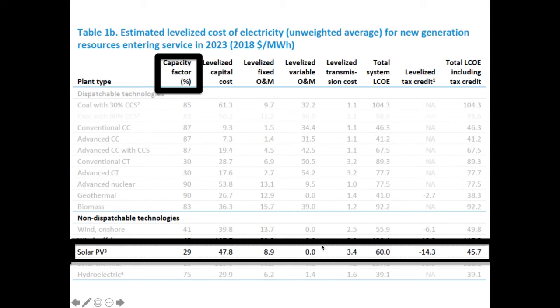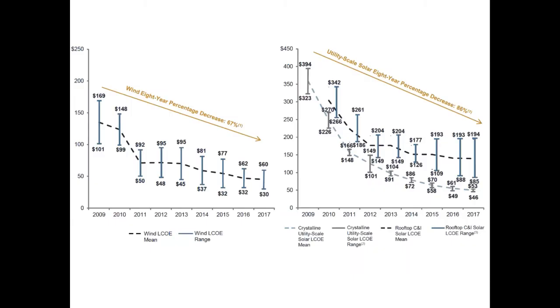Notice there's no fuel costs. So the total system levelized cost of electricity is more expensive than wind, but not by many dollars. So now in many parts of the world, a combination of solar and wind are cost competitive and in many places the cheapest way to generate electricity. The challenge is intermittency and storage of that electricity when the sun doesn't shine and the wind doesn't blow.